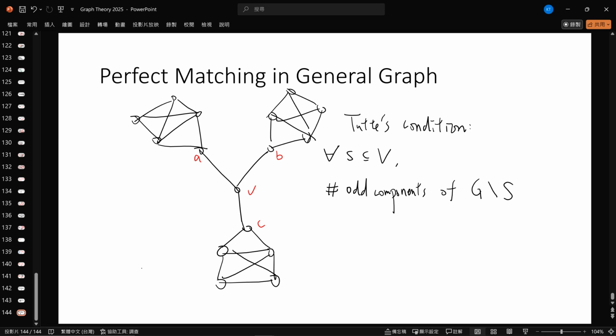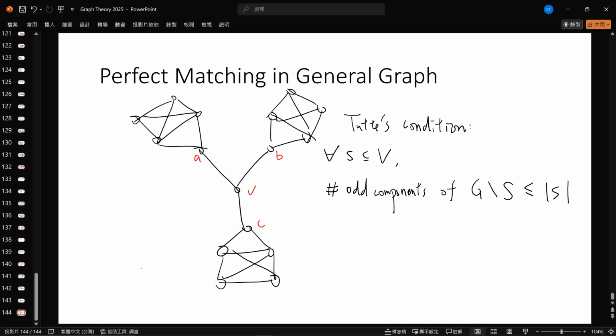And the condition says you cannot have too many odd components because it's difficult to saturate odd components. So the number of odd components cannot be too high, okay? It can be at most the size of S, okay? Because for every odd component, it may be possible to match it to some vertex in S, okay? So that's it. So this is called Tutte's condition, okay?